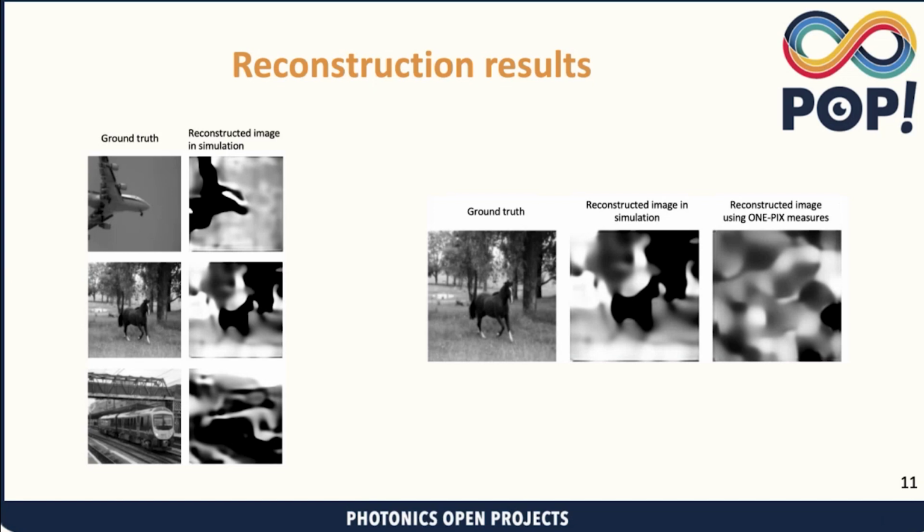For the results, you can see on the left some reconstructed images that we obtained in simulation. You can recognize the object present in the image, although the quality is not comparable. And on the right, you can see the horse example, where we added the image reconstructed using ONE-PIX measurements. What you can see is that the simulated reconstruction and the real case reconstruction are not similar at all. And that is where the project currently stands. We are currently working on making the simulated and real reconstruction similar.